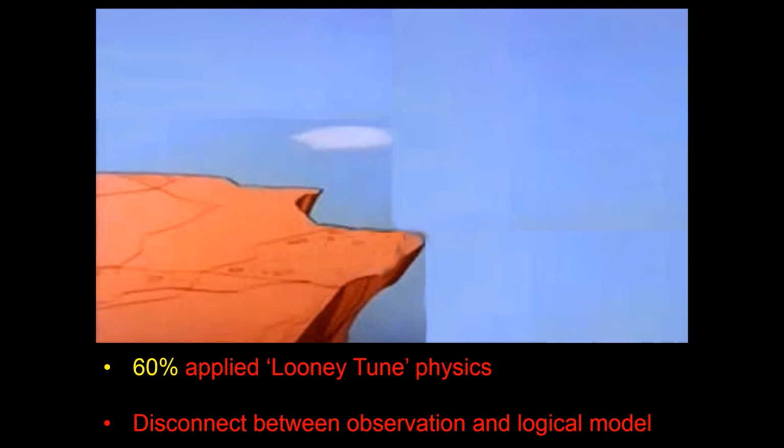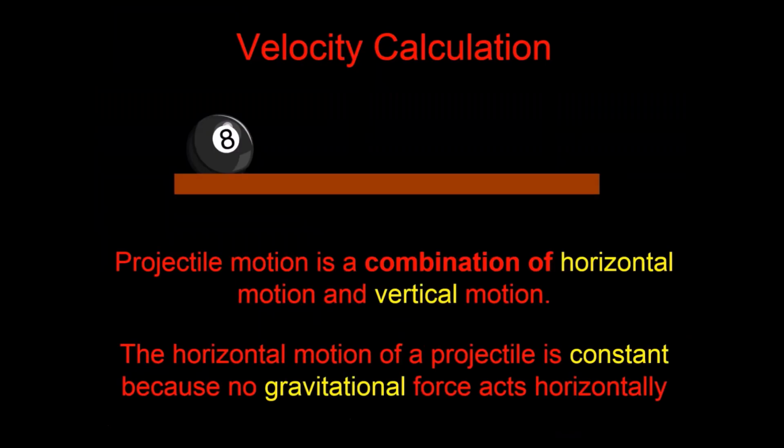So let's get back to our calculations. Remember, our projectile motion is a combination of motion in the x direction and motion in the y direction, horizontal and vertical motion. The horizontal motion of a projectile is constant because we have no gravitational force acting horizontally. And as I said, we're going to ignore friction and air resistance in the cases we're going to look at here. So we don't have to worry about variations of velocity in the x direction for our calculations, only in the y direction, only in the vertical case.